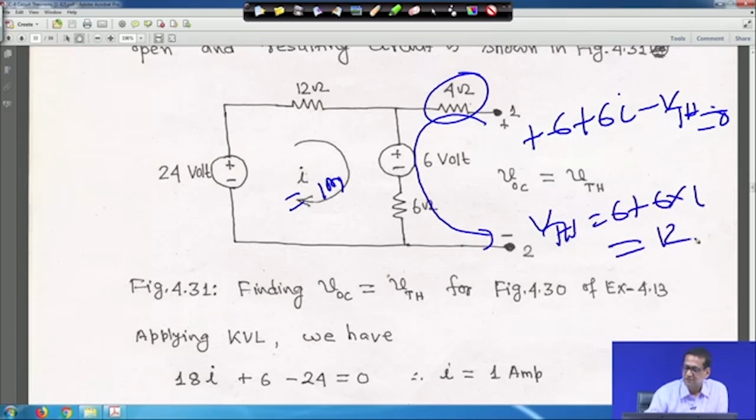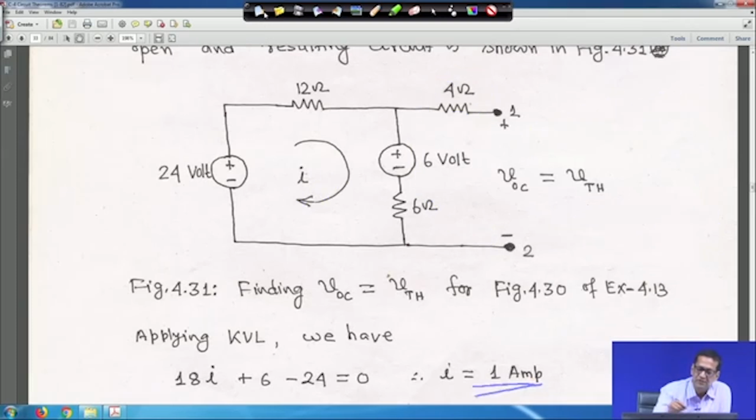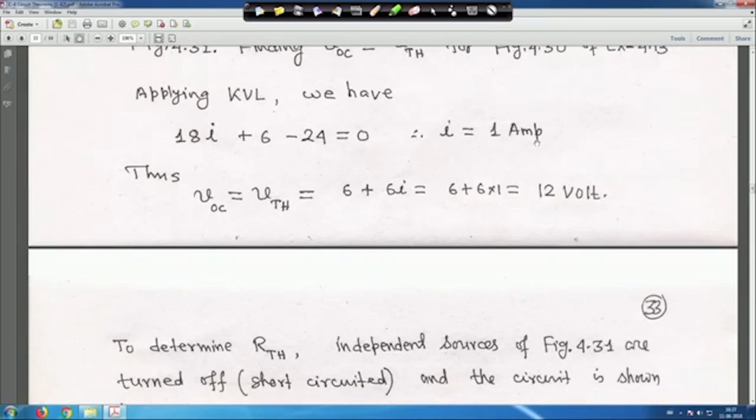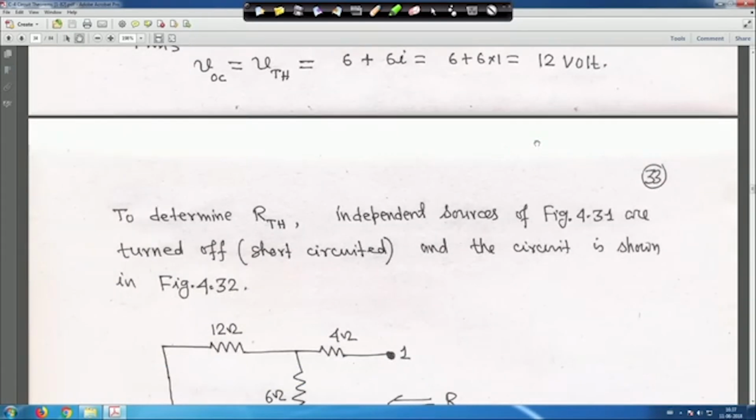So, that is your 12 volt. So, V Thevenin is equal to 12 volt. Here it is already solved, everything is solved here. And V Thevenin is equal to 12 volt. So, if you come here, that V Thevenin, the way I showed you, has been computed as your 12 volt, right. This is your V Thevenin is equal to V OC is equal to 12 V, same thing. Next you have to compute R Thevenin.